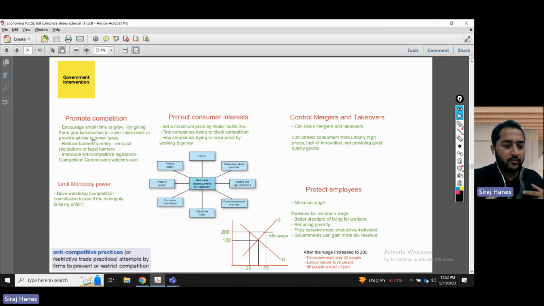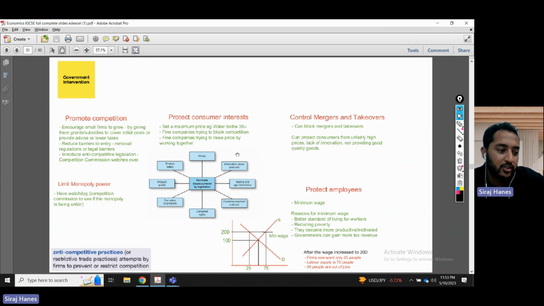They want to promote small firms to grow. They give them subsidies. They give them advice. They reduce the taxes. They may even remove barriers to entry. They may say legal barriers, all these forms and regulation, remove, just come in. They may introduce anti-competitive legislation. They say if we see someone being anti-competitive, or blocking you off from coming in or something, we'll protect you. That's to promote competition. What about protecting consumers' interests?